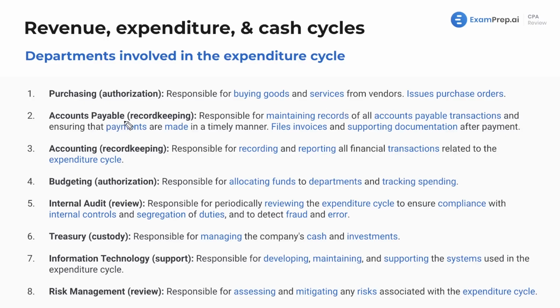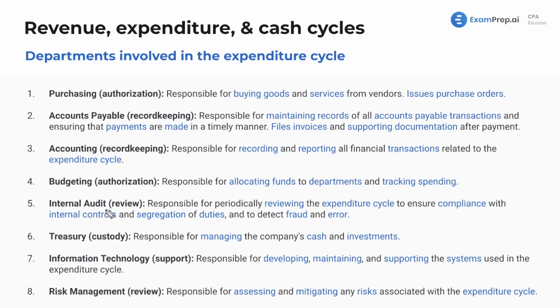Then we've got the accounts payable department, which is involved with record keeping, similar to the accounts receivable. They are responsible for maintaining records of all accounts payable transactions and ensuring that payments are made in a timely manner. They file invoices and supporting documentation after the payment is made. Then we have our accounting department, which is essentially record keeping right there. They're responsible for recording and reporting all financial transactions related to the expenditure cycle. Next, we have our budgeting department, which is authorization related. They're responsible for allocating funds to departments and tracking spending.